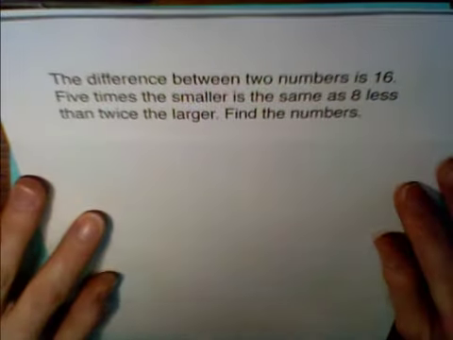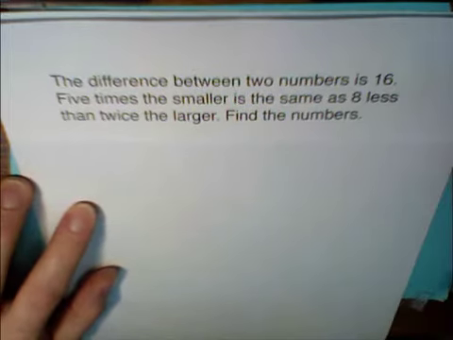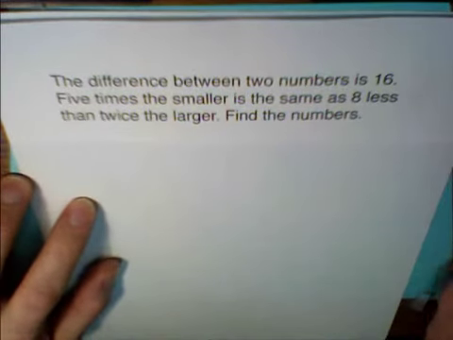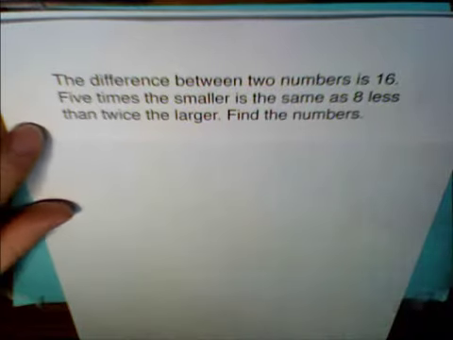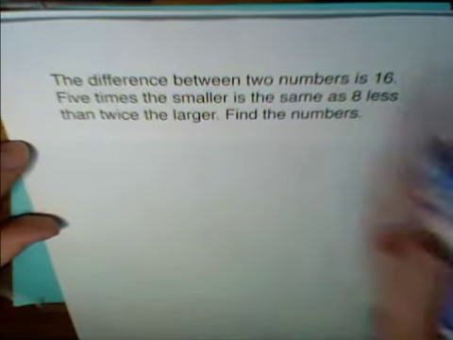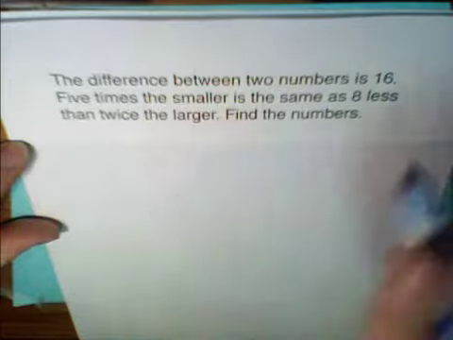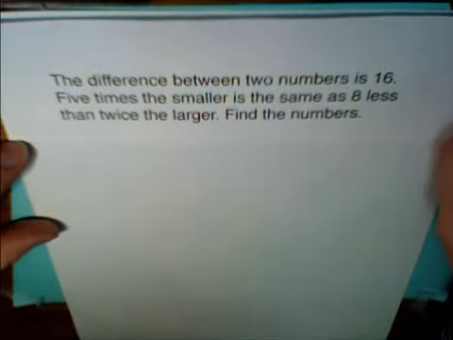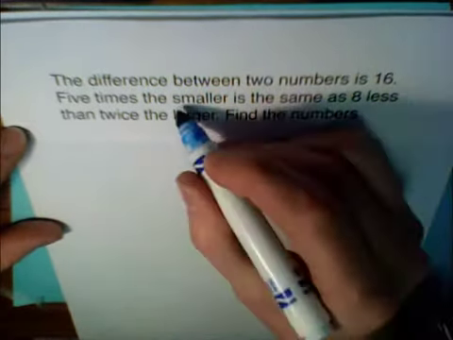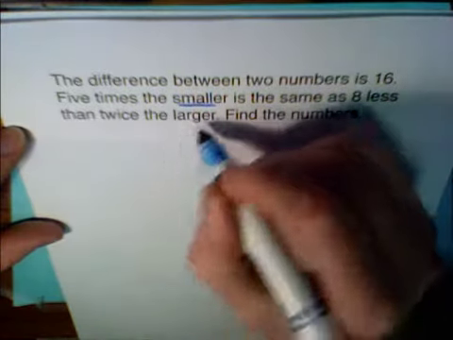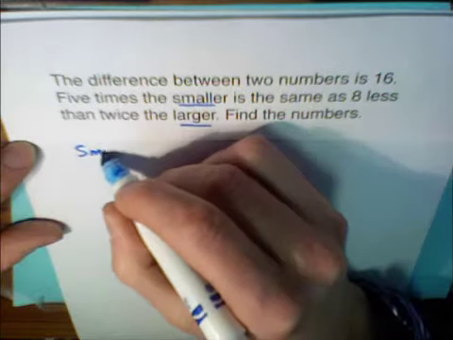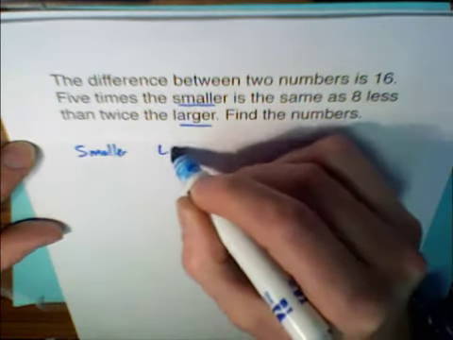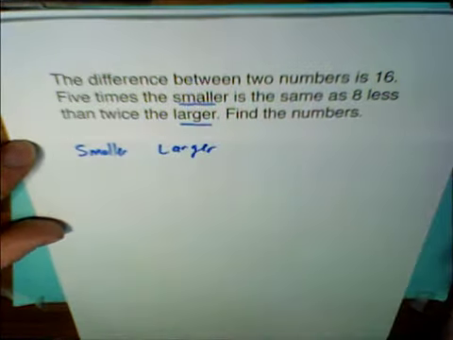The difference between 2 numbers is 16. 5 times the smaller is the same as 8 less than twice the larger. Find the numbers. Well, in this problem, yes, we do have 2 numbers, but we're not just going to write 2 numbers because they're very specific about referring to the different numbers. We have the smaller and we have the larger. So my 2 unknowns are smaller and larger.